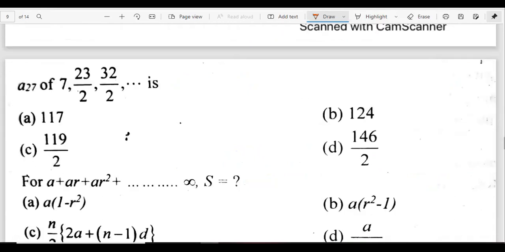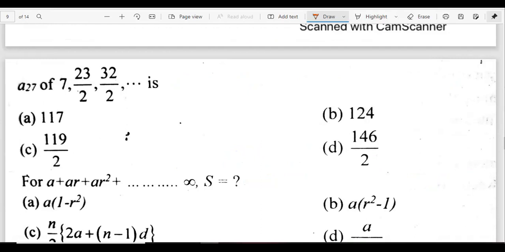So this time around it is this one. It says 8, 7/2, 3, 5/2, 2, and so on. We need to find the 27th term. Let's see if we are able to. My first question: is it an arithmetic sequence or a geometric sequence? What sequence is it exactly?